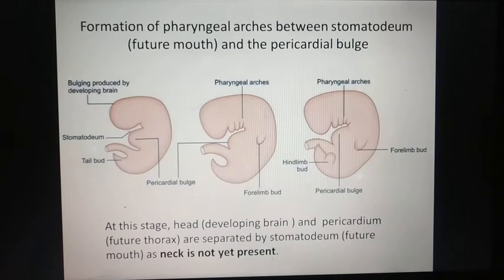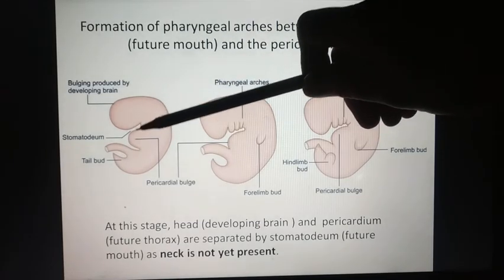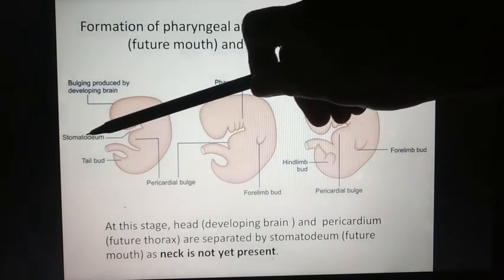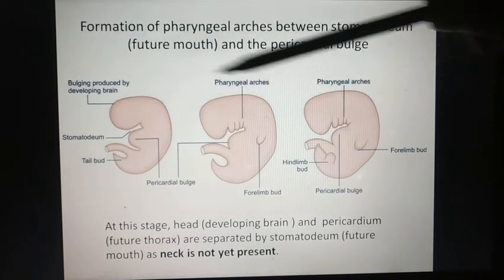Now, the pharyngeal apparatus develops at around the 4th week. Before development of the pharyngeal apparatus, the pericardial bulge and head bulge of the baby are separated by the future mouth or stomatodium. There is no neck in the embryo.